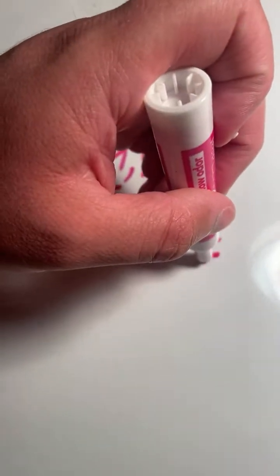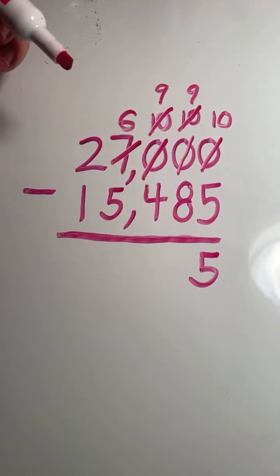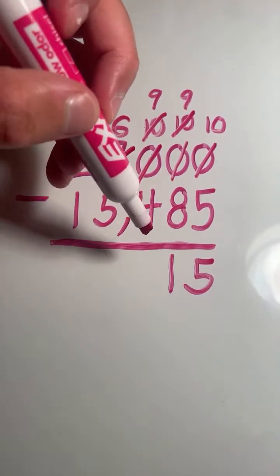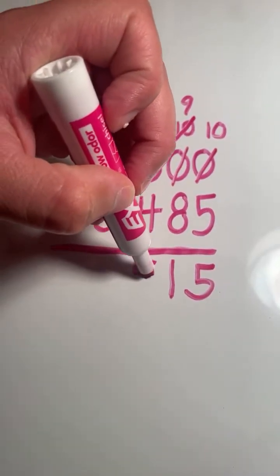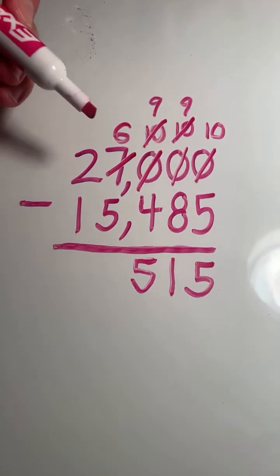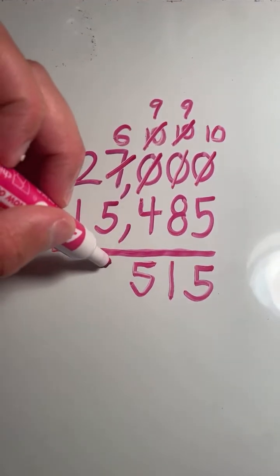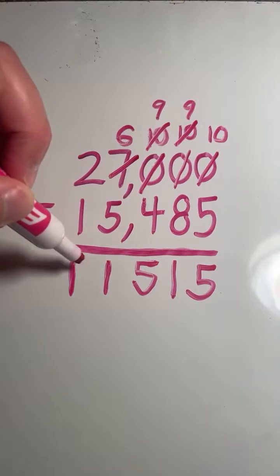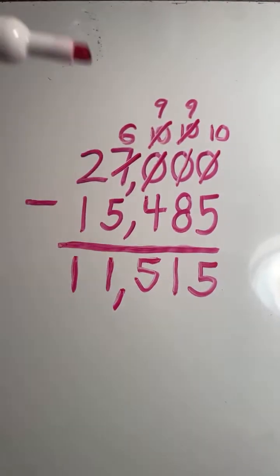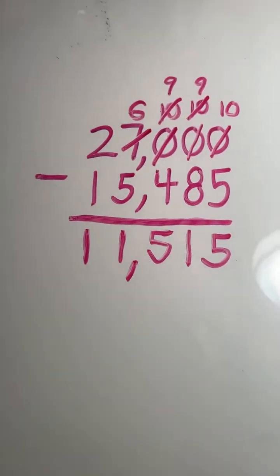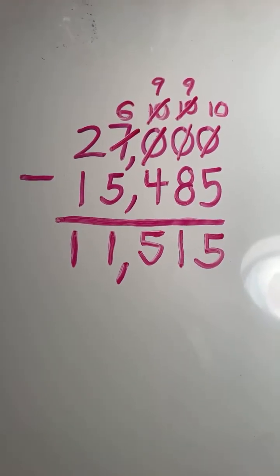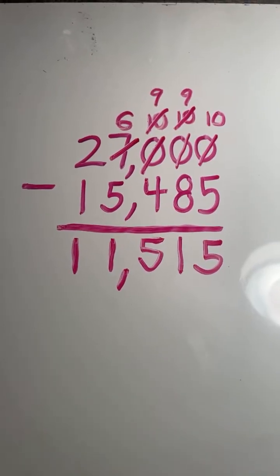10 minus 5 equals 5. 9 minus 8 equals 1. 9 minus 4 equals 5. 6 minus 5 equals 1. 2 minus 1 also equals 1. And we have our final answer. 27,000 minus 15,485 equals 11,515. All right, moving on to example number 2.